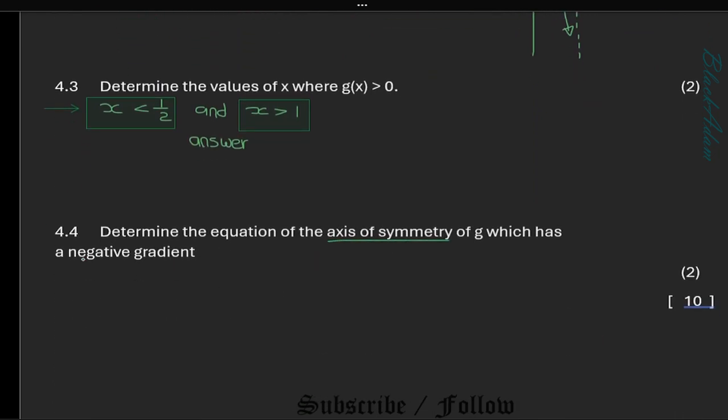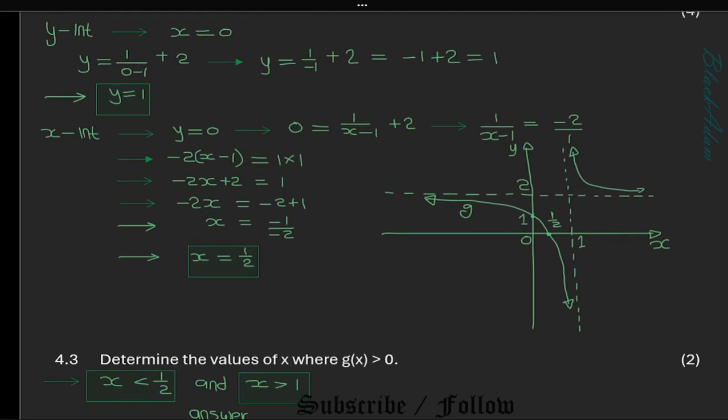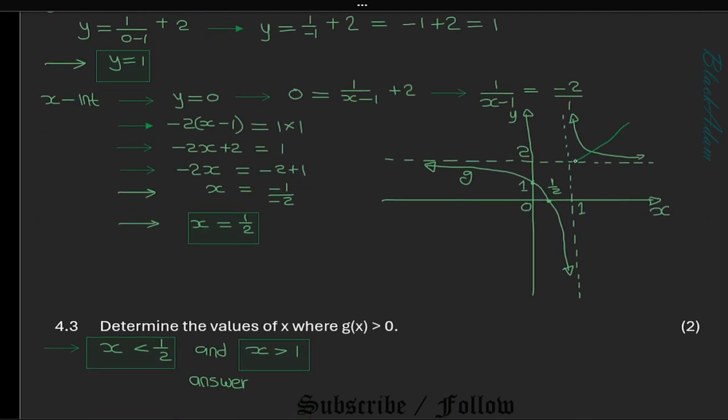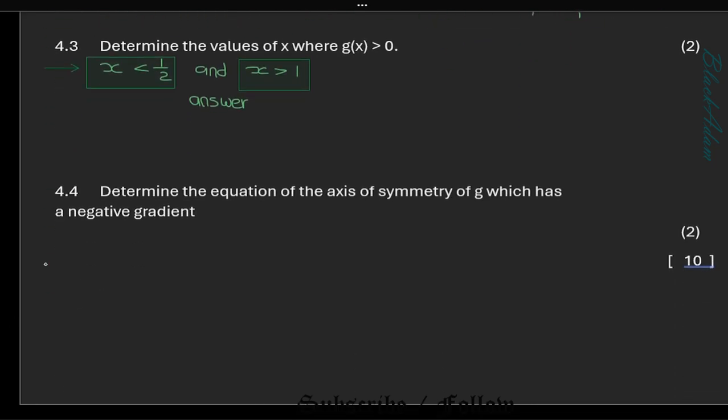Then going to the last question, where it says determine the equation of the axis of symmetry. So let's draw the axis of symmetry there, where the gradient on one side is positive, it's positive 1. And then on that side, our gradient is going to be negative, so it's going to be negative 1. And then the axis point there is the point of the asymptotes, x is 1 and y is 2, so that's the point. So we're going to use those values to write the straight line equation.